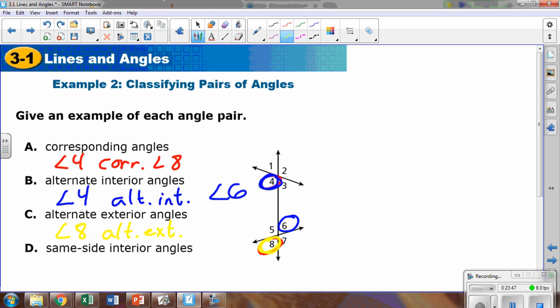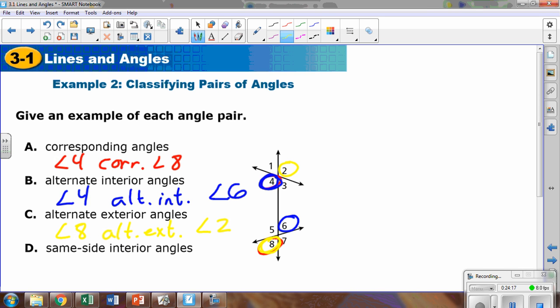Alternate exterior then is on the outside. We need angle 2. Remember, alternate refers to top and bottom alternate, but also left and right alternate. It needs to be both. So that's angle 2. If we had chosen angle 1, those would have been same side exterior.